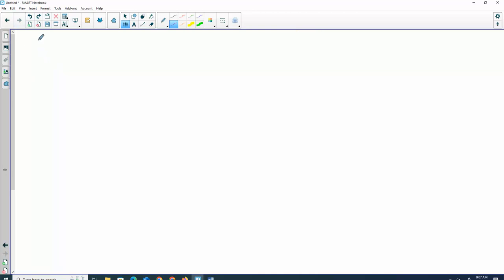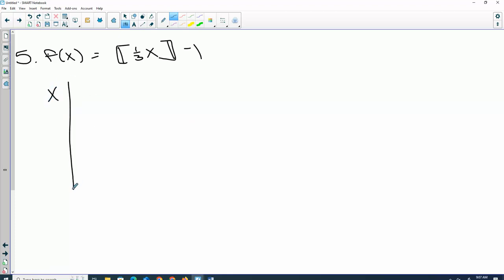Problem 5. My favorite, the greatest integer. So we have f of x equals greatest integer of 1/3 x, minus 1. Alright, what is our strategy when we're doing greatest integer functions? Can I just plug in 0, 1, and negative 1? No. What do I have to plug in?